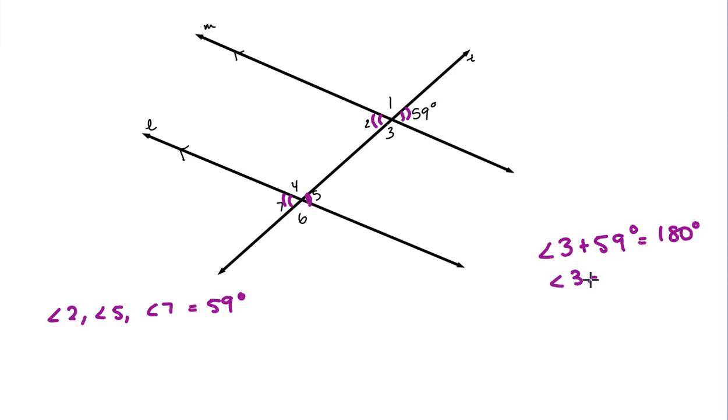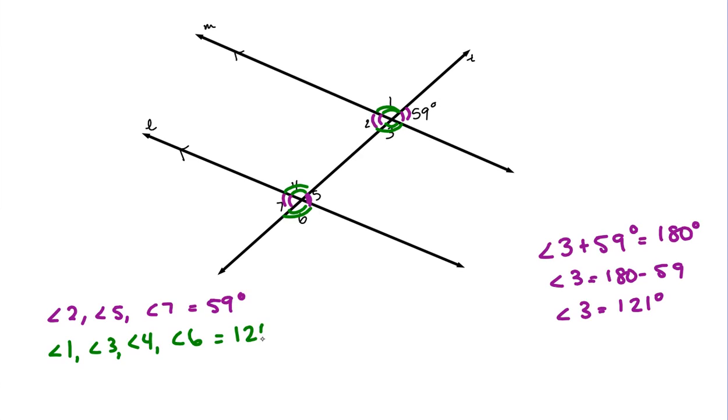So angle 3 equals 180 minus 59. And we're left with angle 3 equals 121 degrees. So angle 3, angle 1, angle 4, and angle 6 all equal 121 degrees. And that is how you use corresponding angles to find missing angle measures.